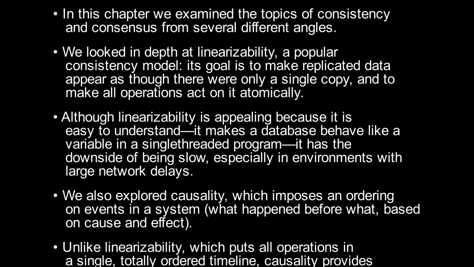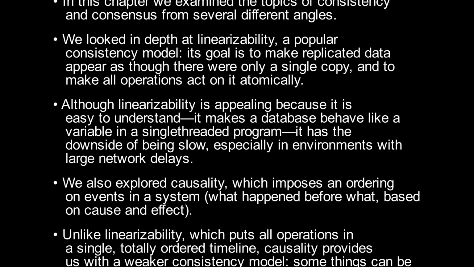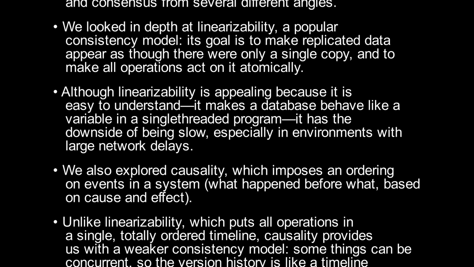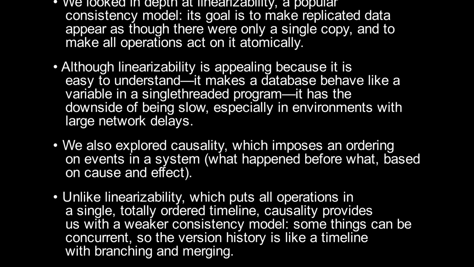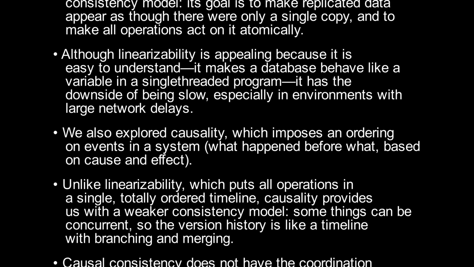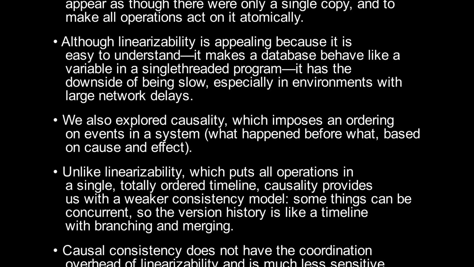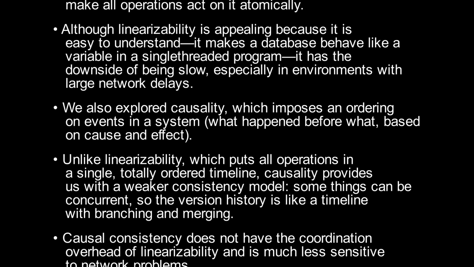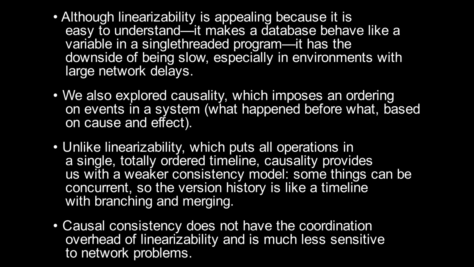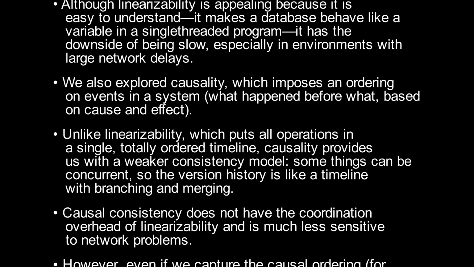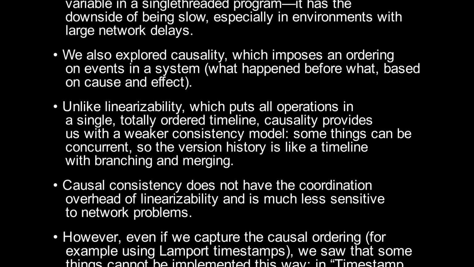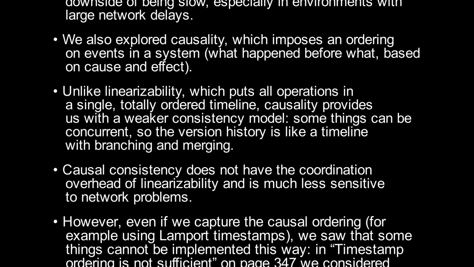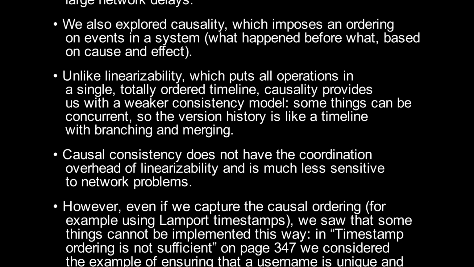We also explored causality, which imposes an ordering on events in a system, what happened before what, based on cause and effect. Unlike linearizability, which puts all operations in a single, totally ordered timeline, causality provides us with a weaker consistency model. Some things can be concurrent, so the version history is like a timeline with branching and merging. Causal consistency does not have the coordination overhead of linearizability and is much less sensitive to network problems.